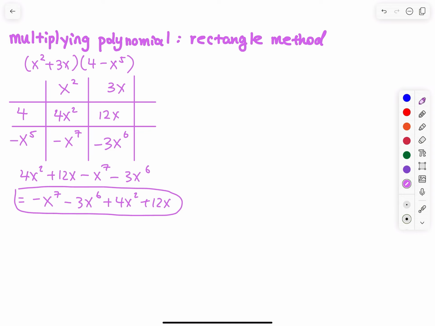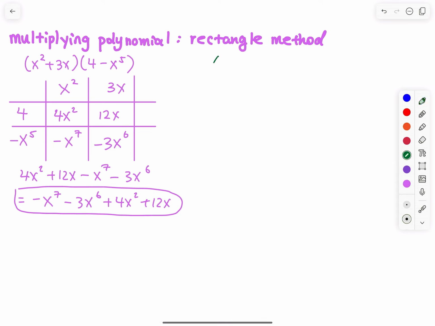This method is highly recommended when the trinomial or polynomial is super complicated. I agree that with 2 terms times 2 terms, you can easily do it by the FOIL method. But if you have a 3 term times 4 term, or even 5 term times 6 term, this method is much cleaner. It is not that easy to make a mistake if you use this method. All right, let's try another problem.